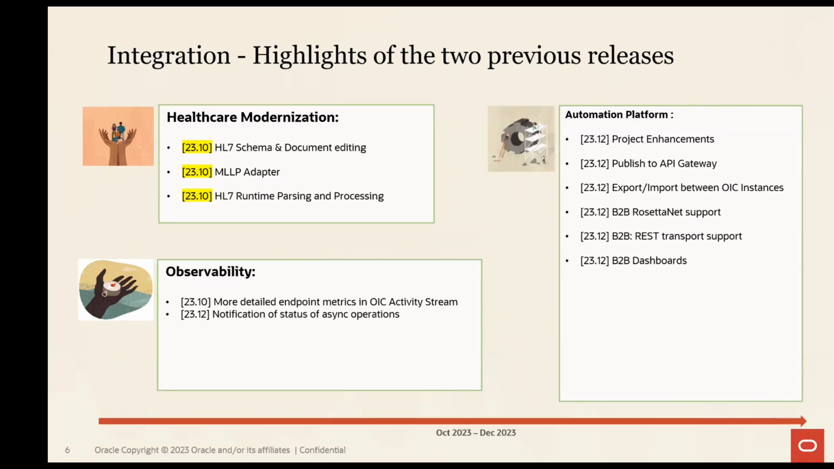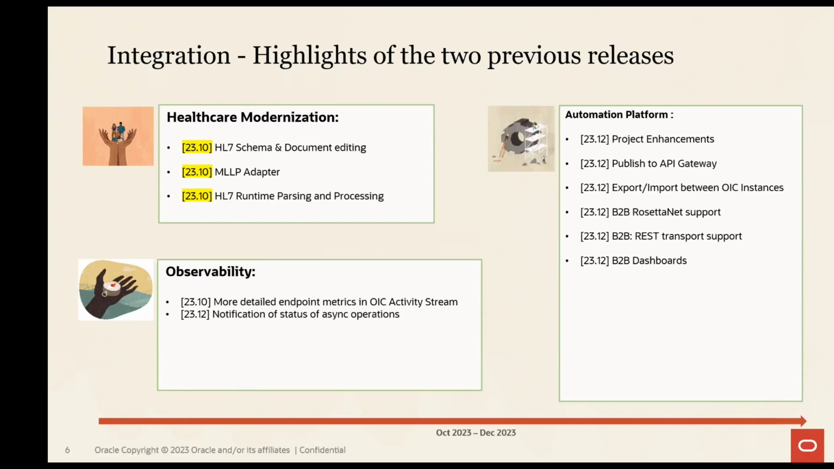We also have the ability since 23.12 to publish OIC endpoints to the API gateway, and we can do this much more effectively than in Gen 2, in that we can create our own deployments or select an existing deployment, thus making maximum use of deployments, where each deployment can contain up to 50 routes, or 50 APIs in this case. Export import between OIC 3 instances is now available.